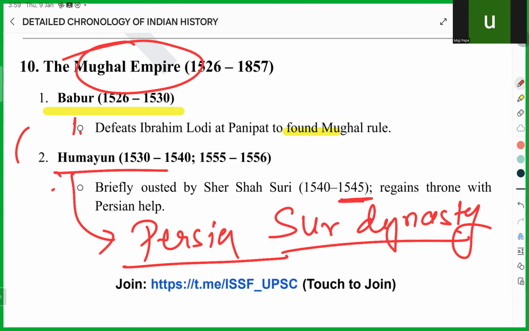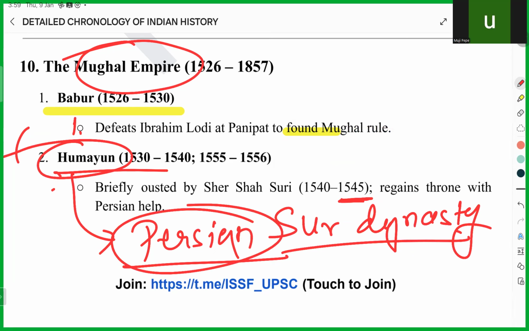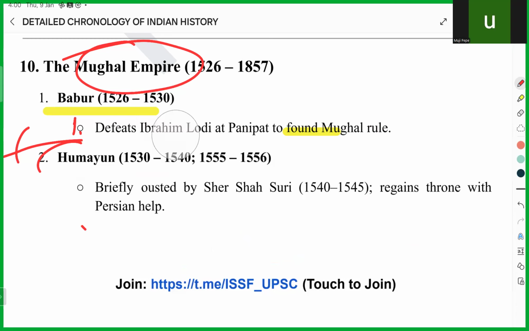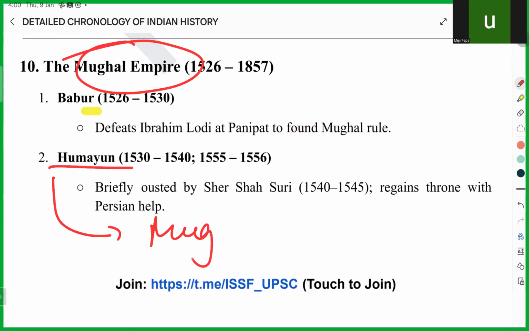And finally, Humayun came back again with Persian king's help. उस समय जो ईरान के एरिया का था, and they helped him, and he came back in 1555. He came back in 1555, and then what happened was that here the Mughal Empire resumed. So this is known as pause. Okay, the Mughal Empire resumed.